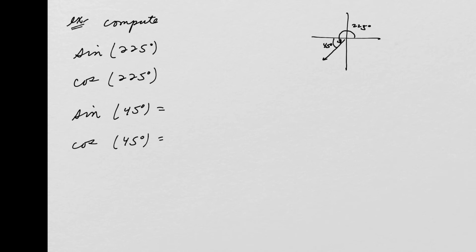Because that depends on what quadrant you're in. So sine of 45, cosine of 45, those you should know pretty much cold. Remember, sine and cosine of 45 are both radical 2 over 2. So that means sine of 225 and cosine of 225 are also going to be radical 2 over 2, except we have to consider the sign out front.